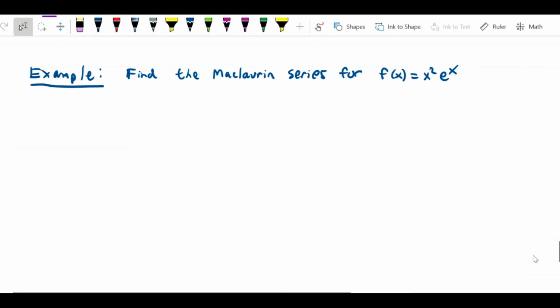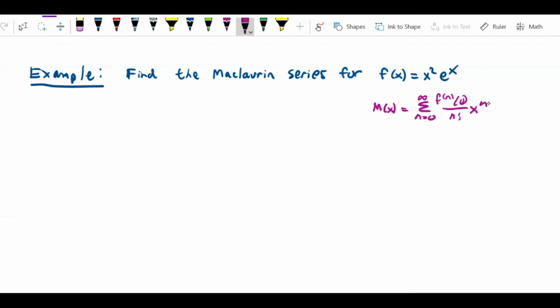For our next trick, we're going to find the Maclaurin series for f of x equals x squared e to the x. Now, you've seen already that there's this formula for Maclaurin series that goes like this: M of x equals the sum from n equals 0 to infinity of f^(n) of 0 over n factorial x to the n.